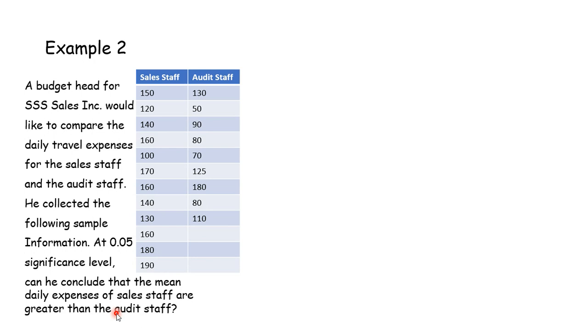So, yun yung gusto nating patunayan na kung totoo ba daw na mas malaki yung expenses ng sales kaysa po dun sa audit staff nila. Okay? So, mapapansin nyo rin dito mga anak, walang masyadong given na binigay. Ang meron lang dyan, yung data or the information base po dun sa ginawa po nilang survey, and then yung level of significance. Wala tayong makikitang sample mean, walang standard deviation. So, on this example number 2, kailangan natin silang hanapin mamaya.